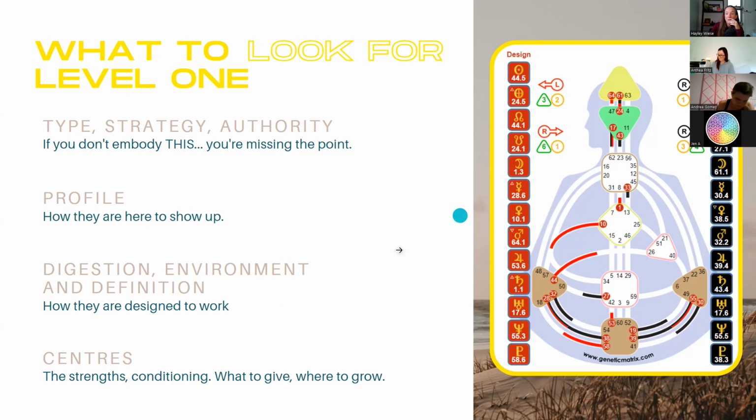Definition is also something I really, really talk about in the basic I Am course, because I think it's really important when it comes to how we are designed to connect with one another. So this person is a very, very big split definition. And so this means that they're going to show up very differently in a team dynamic than, say, someone who's single definition or triple split or quad split or a small split or a large split. It's all different. The more splits you have, the more different voices you have in your head.